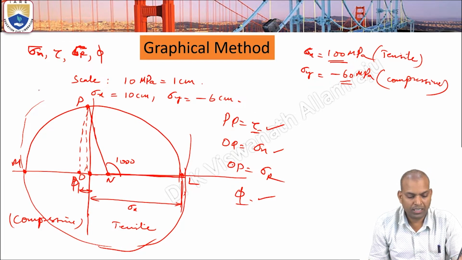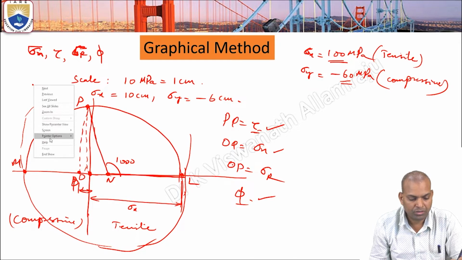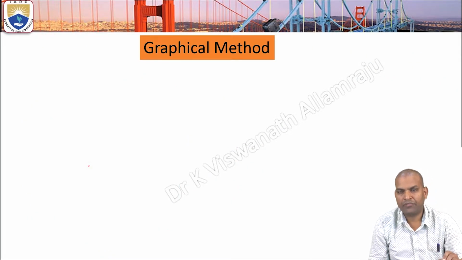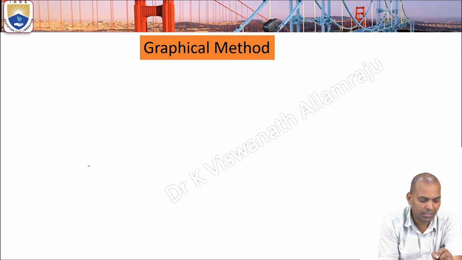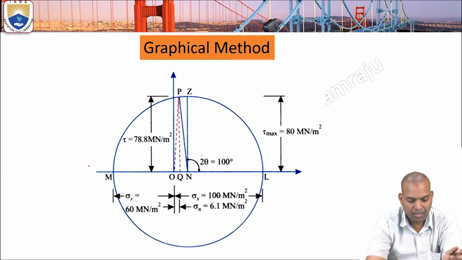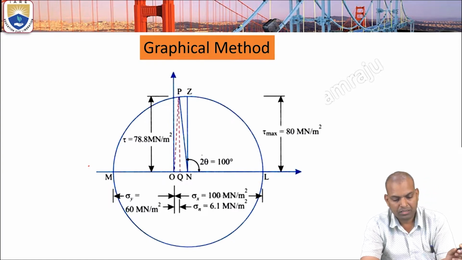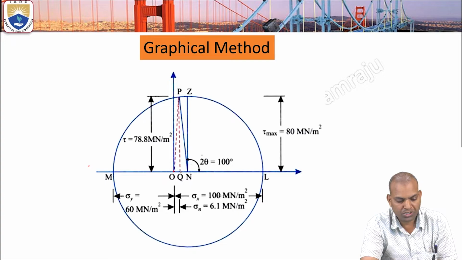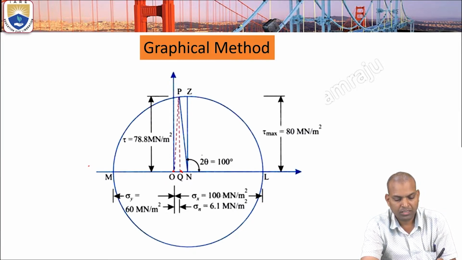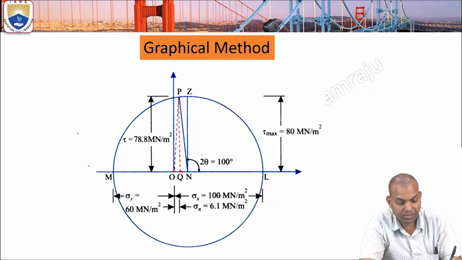Now, how is the diagram drawn? This is the procedure to find out the normal stress and shear stress values by using a graphical method, that is called the Mohr circle method. So the figure will look like that. Now the distance OQ gives sigma n, that is 6.1, and tau max is 80 megapascals.